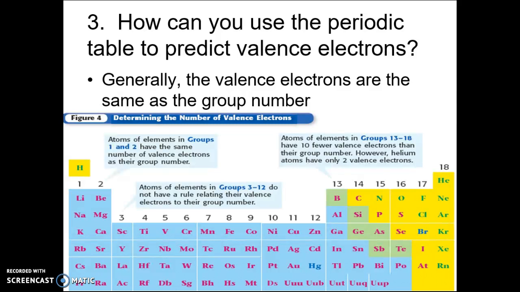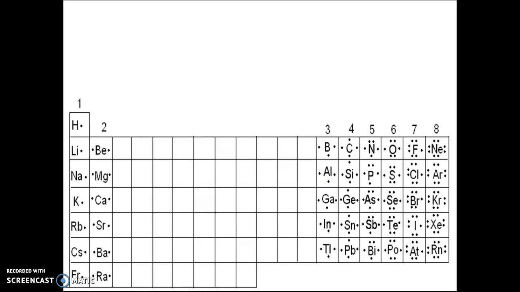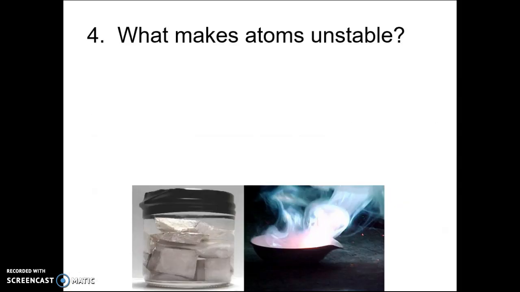Unfortunately, for the elements in the middle of the table, the transition metals, there's really no pattern. We certainly can figure out how many valence electrons each element has, but there's no pattern to it. Here's a diagram that shows what we call Lewis dot diagrams, and we're going to talk a little bit more about those in a few minutes.